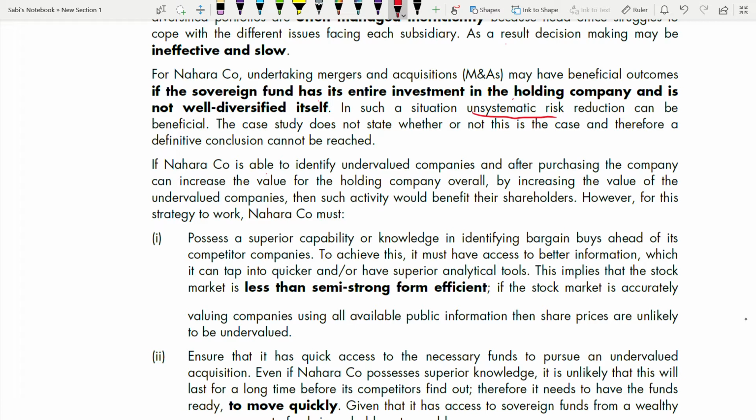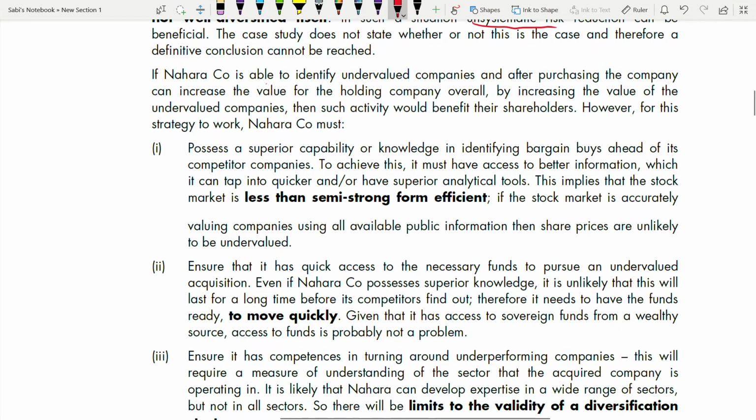If Nahara is able to identify undervalued companies and after purchasing can increase the value for the holding company as well by increasing the value of the undervalued company, then such activity would benefit their shareholders. However, for this strategy to work, Nahara must... okay, now, if it can increase the value of that company after purchasing, the value of what company? Undervalued company as well as the holding company, then yes, we can tell that acquiring an undervalued company is beneficial. But for them to increase the value, Nahara has to do these things.